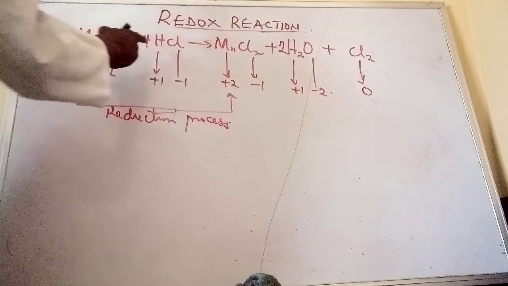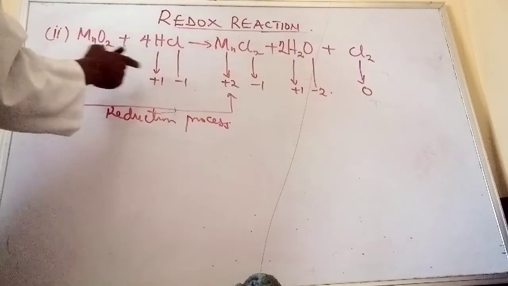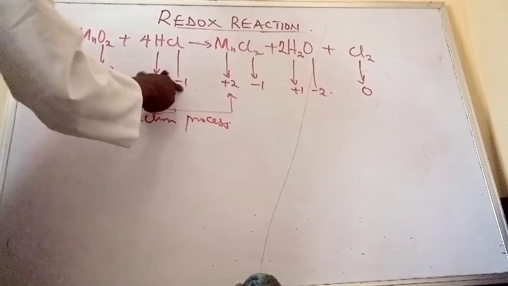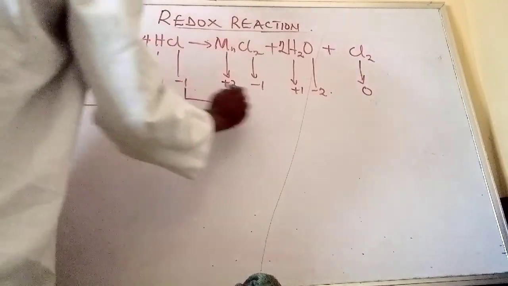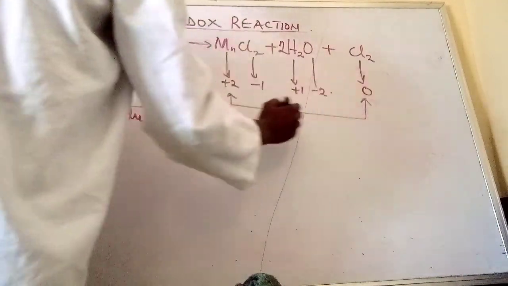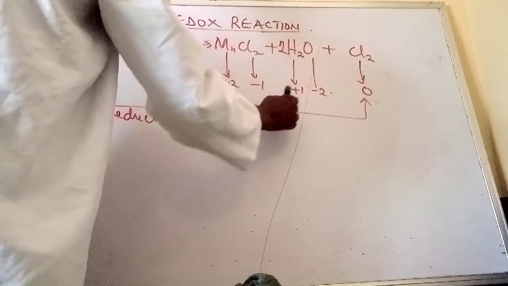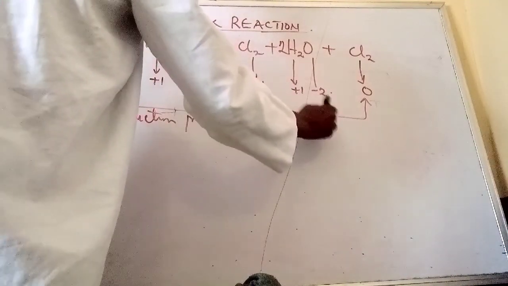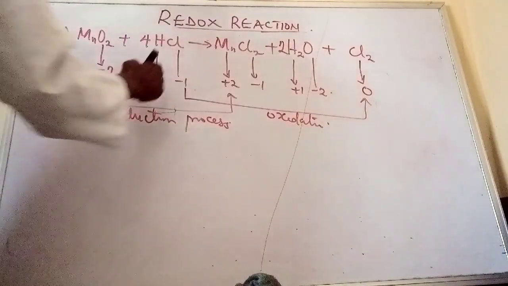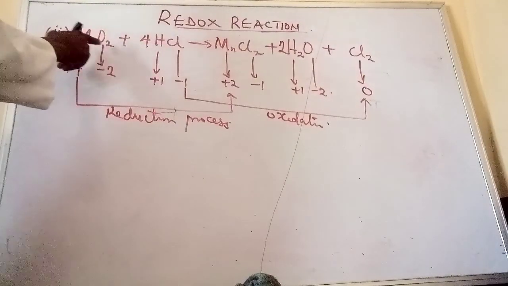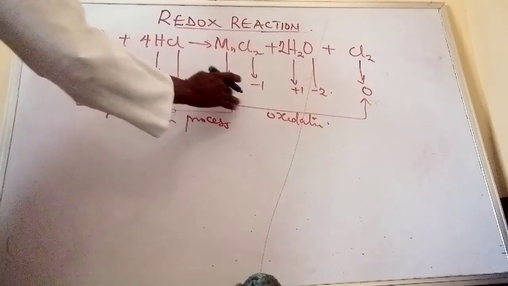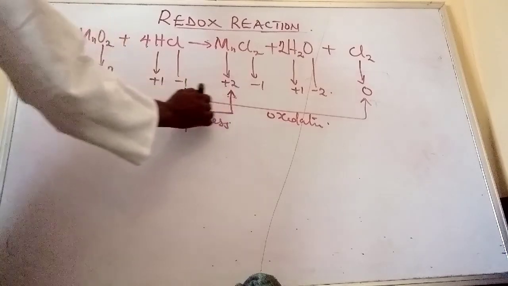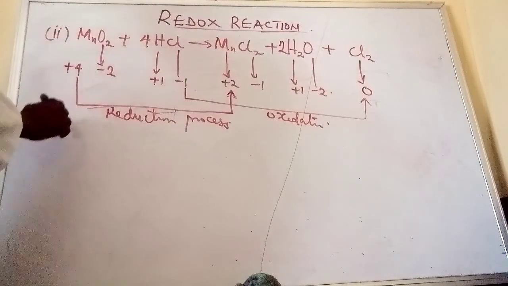Why? From here, chlorine from -1 has changed to what? 0. So that is increase in oxidation, that is oxidation process. So meaning that from MnO2 to MnCl2, that is oxidation. Please take note of that.